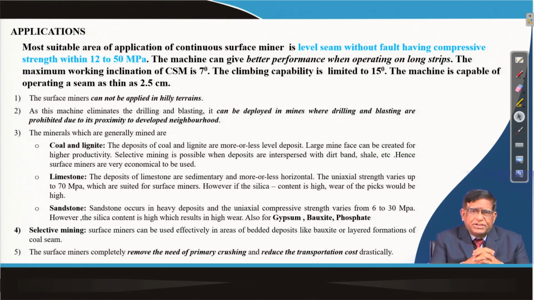The only disadvantage here is that this machine cannot work on hilly terrain, and it cannot work when there is a lot of geological disturbance in the seam. And one thing is there: when you use this machine, there is no need for drilling and blasting. So, you know that in mines, when drilling and blasting is not there, it will not produce much dust and fume. That means these machines can be considered environmentally friendly machines, because they eliminate drilling and blasting. And with the elimination of drilling and blasting, you also reduce the number of people required to do the mining operations.